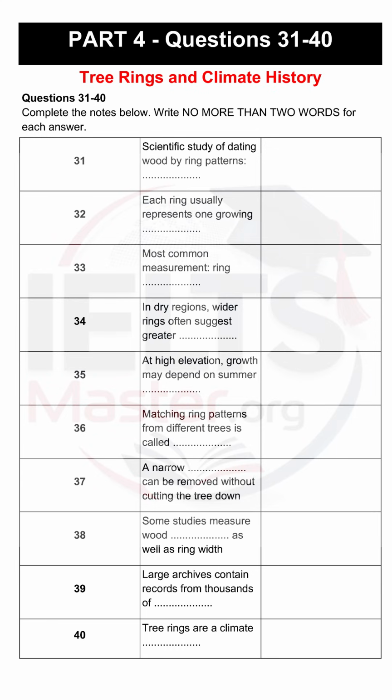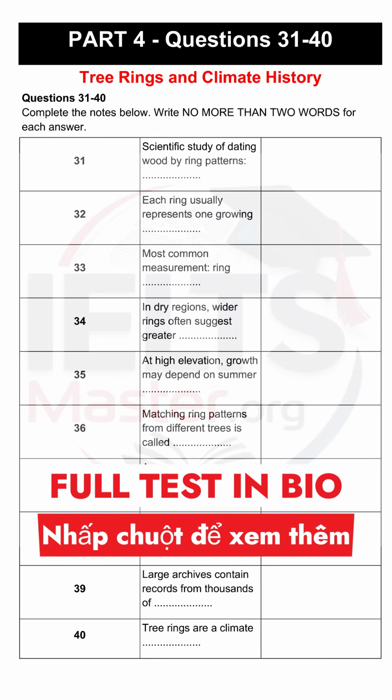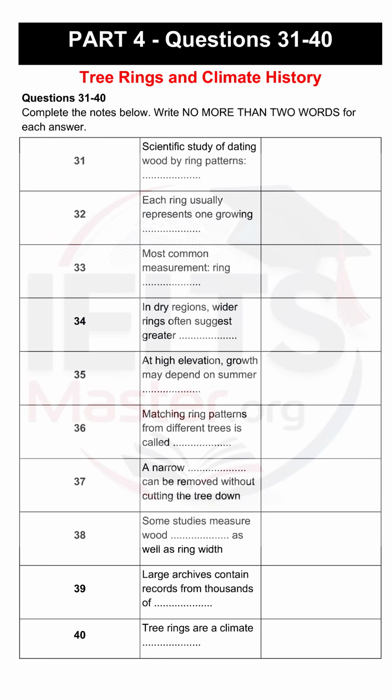Researchers do not usually need to cut a living tree down. They can remove a narrow core from the trunk with a specialized borer. The core shows the sequence of rings while leaving the tree alive. Ring width is not the only measurement. In some studies, scientists also measure wood density, which can provide information about growth late in the season and may be especially useful in cool regions.